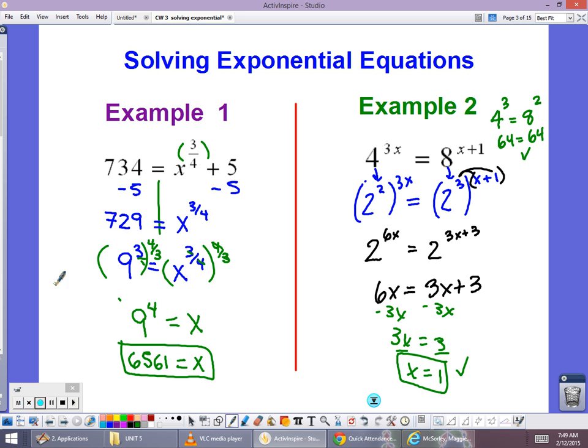So if in your calculator you do 6561 to the power of 3/4, you want to make sure that that exponent is in parentheses, or do the 4th root of that cubed. Or you could just work it from this step and plug it back in. So then you would get 9 to the 3rd power plus 5. It works. All right, cool.